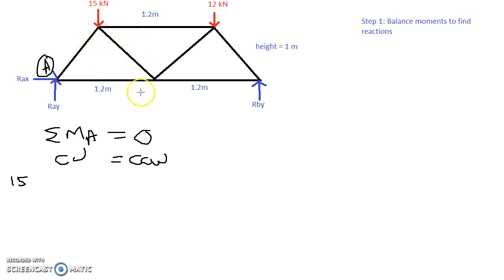Okay, so that's a little bit of an explanation for those of you who are confused. We're always looking for the perpendicular distance to the force. So the force is acting in this line. The perpendicular distance is here. So it's 15 times 0.6. We also have that force there, which is 12. And it's got a distance of 1.2, add half of this one, which is 0.6. So it's times 1.8.